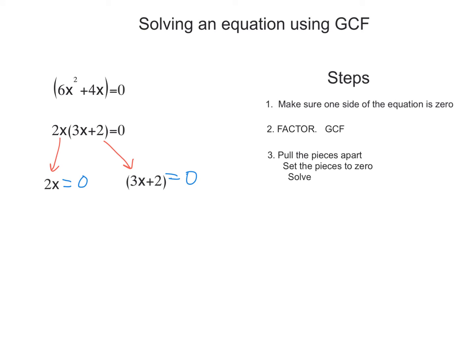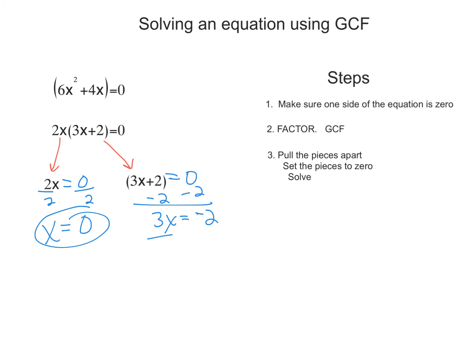And we solve what we got. Okay, so here, 2x equals 0, so I divide by 2. X is 0. Now here, 3x minus 2 is 0, or plus 2 is 0, so we minus the 2's. So 3x equals negative 2. Divide by 3. Therefore, x equals negative 2/3. And remember, these answers are also called roots. And it's that simple.